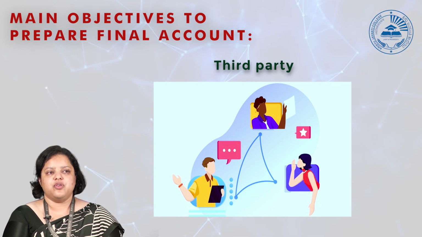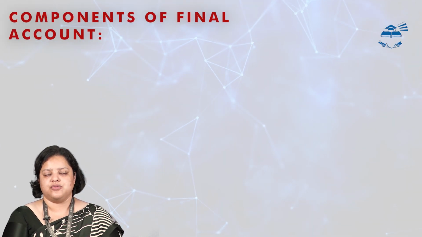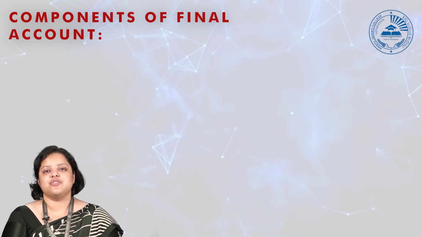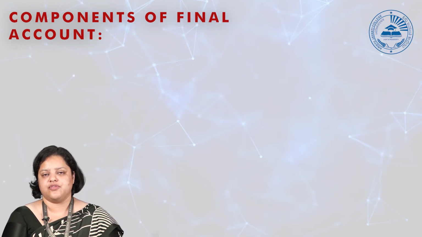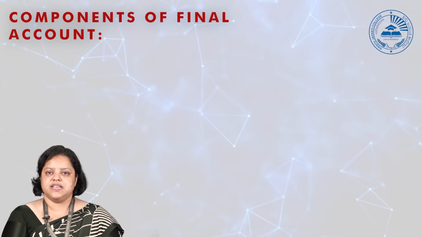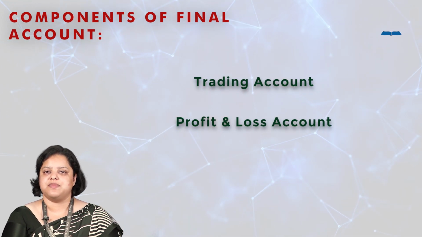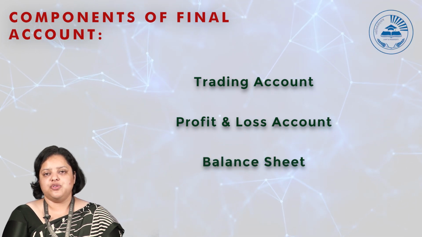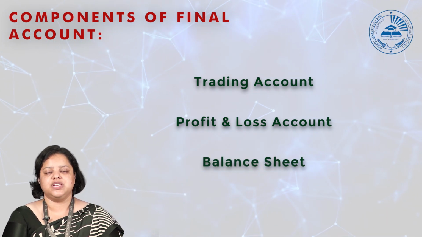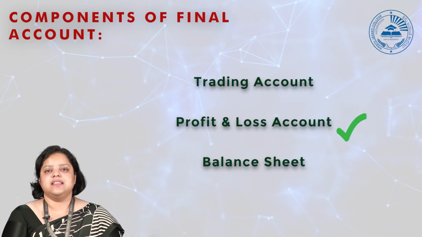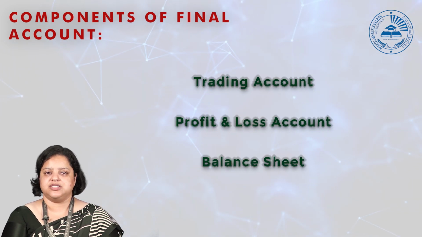So let's talk about the different components of final accounts. When we are preparing the final accounts, it consists of three kinds of accounts. The first one is the trading account, the second one is the profit and loss account, and the last one is the balance sheet. So if we want to prepare the balance sheet, first we need to prepare the trading account, then the profit and loss account, and then we should go for the balance sheet.